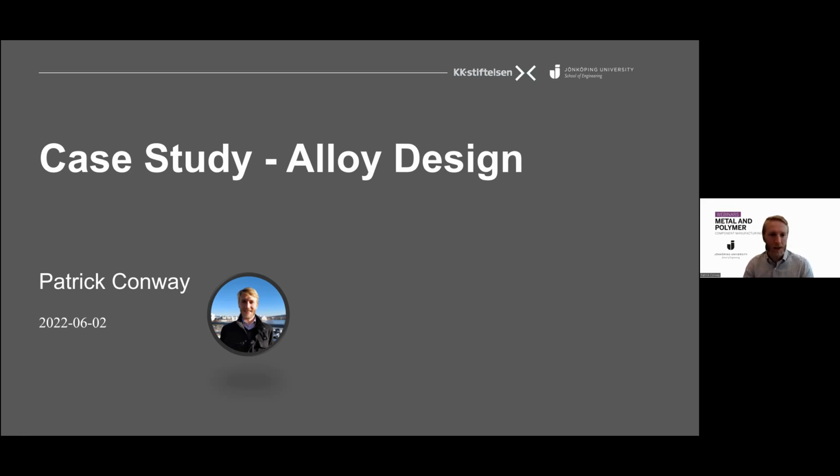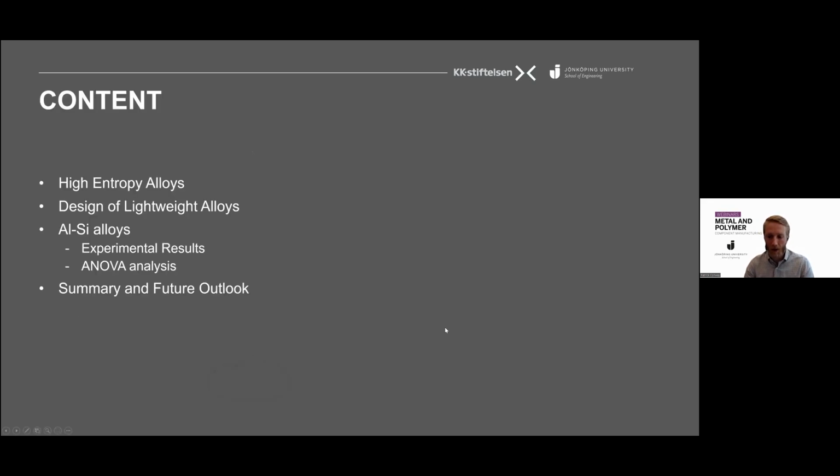I'm going to talk a little bit about a case study in alloy design where we have applied design of experiments and a bit of ANOVA analysis. I'm going to very, very quickly cover high entropy alloys, and then move into the specific project we have in designing lightweight alloys, and more specifically, the results and the ANOVA analysis from these aluminium silicon alloys that we have produced.